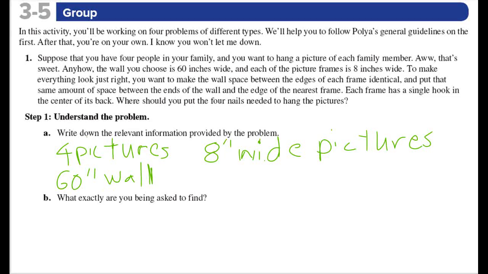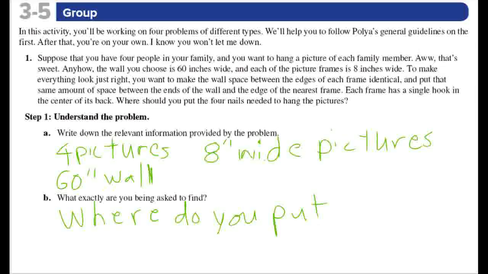What exactly are you being asked to find? Well, we're kind of talking about it like what's the space in between each picture. But really, that's not what we're being asked to find. We're being asked to find where do you put the nails. As we go through the problem solving process, we will find that the space between each picture is important, but it won't be our final answer.